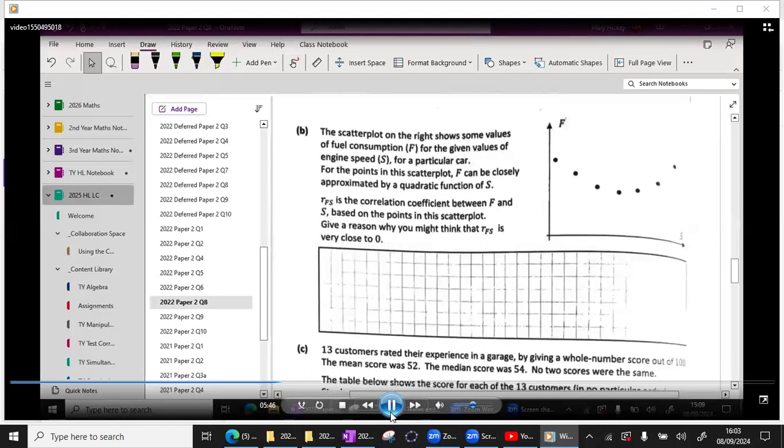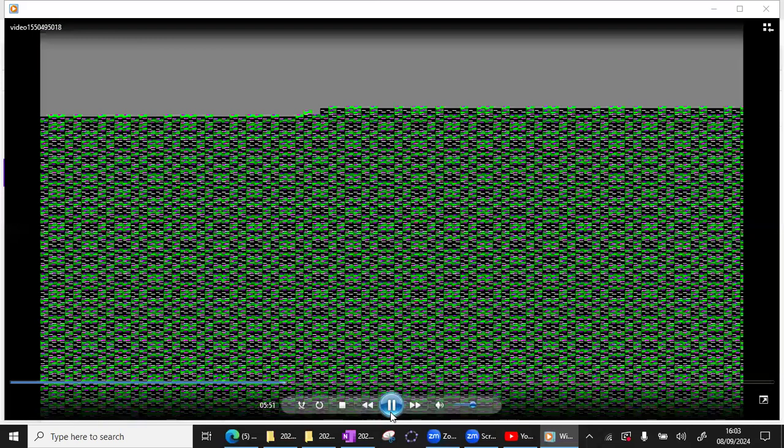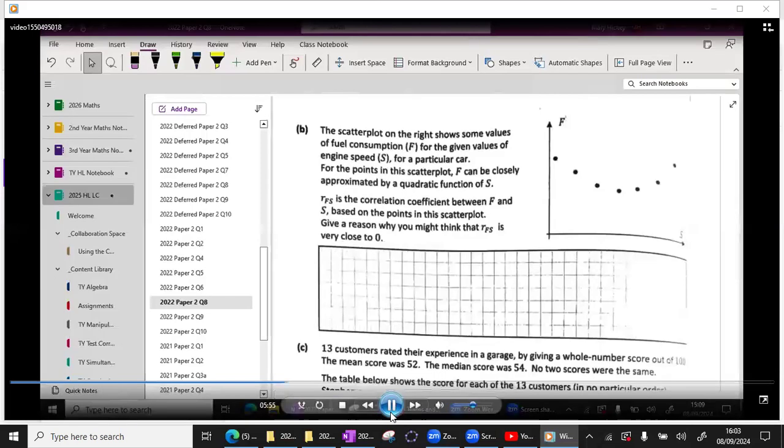It says scatter plot, but it doesn't look like one because it doesn't look linear. So anyway, the scatter plot on the right shows some values of fuel consumption F for the given values of engine speed S for a particular car. For the points in this scatter graph, F can be closely approximated by a quadratic function of S. RFS is the correlation coefficient between F and S.